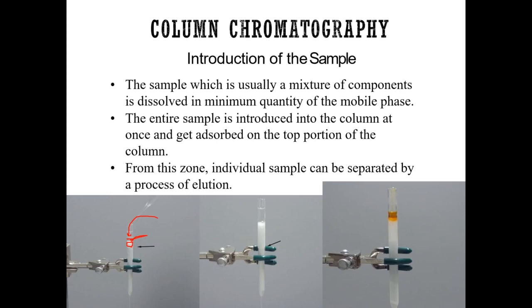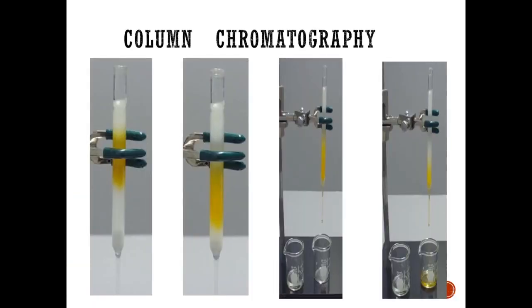Here we can see the sample is introduced onto the stationary phase. After the introduction, the sample starts eluting from top to bottom. Here we can observe only two compounds, two colors, light green and yellow. The yellow has weaker interaction with the adsorbent and light green has stronger interaction with the adsorbent, as we have seen earlier.